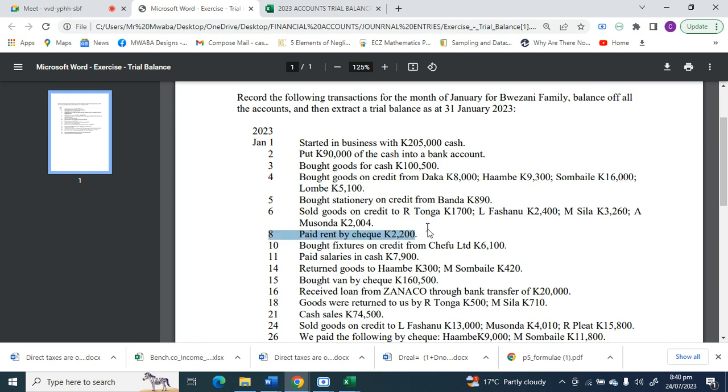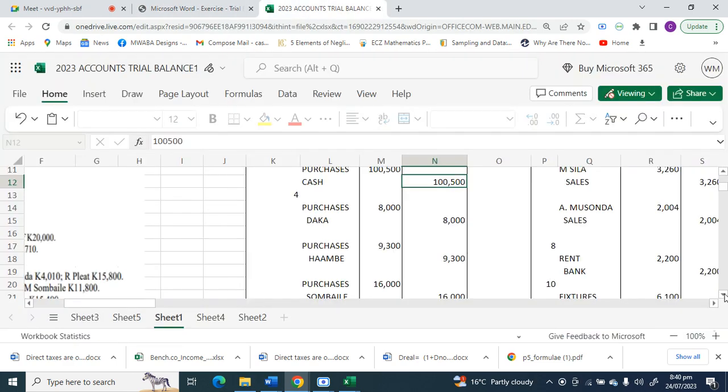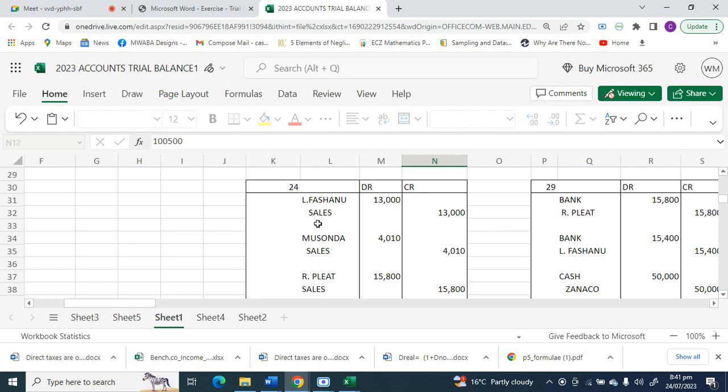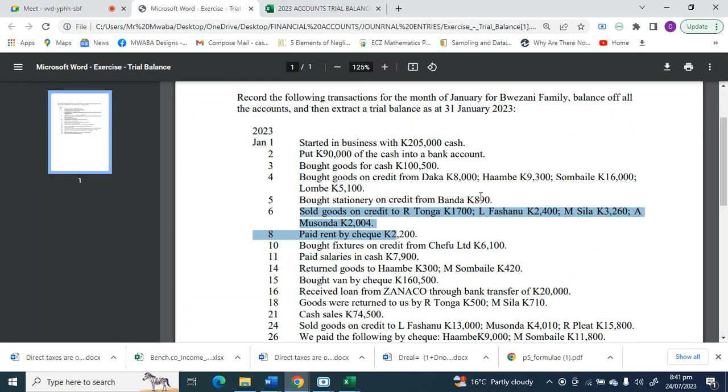Paid rent by check 2,200. Oh, I forgot to show these journal entries here. For these people here, here are the journal entries which I already did. You see all of them, you'll be crediting sales, sales, sales, then the receivables, each of them you debit. Yes, paid rent by check 2,200.